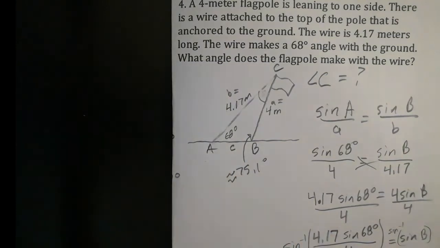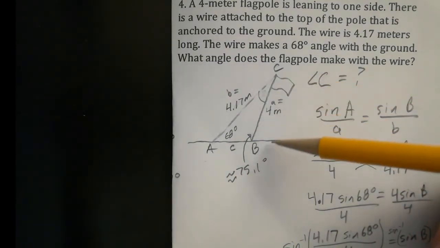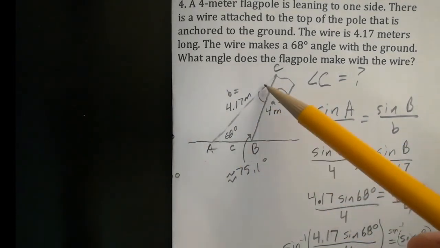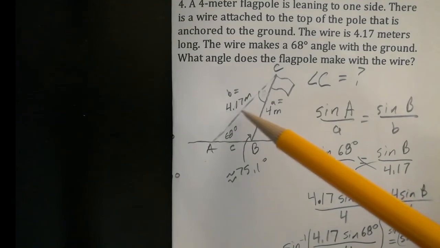So that may not affect the outcome of the problem either way. I'd have to think about that. But yeah, it would make sense to draw the wire on this side, because this is the only way it can be longer than the flagpole.